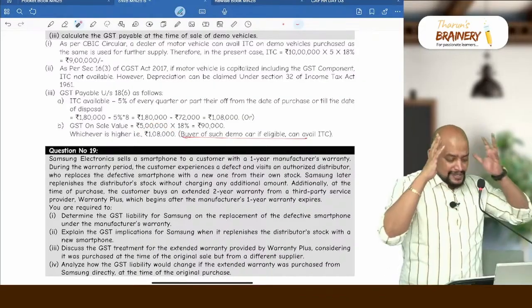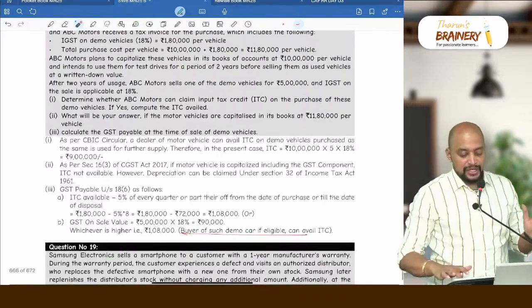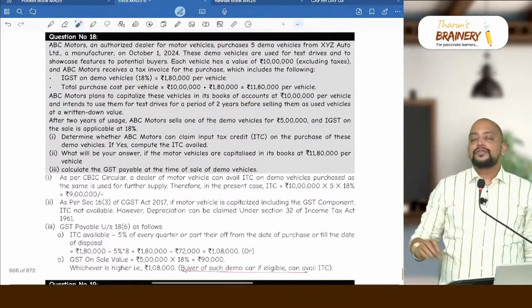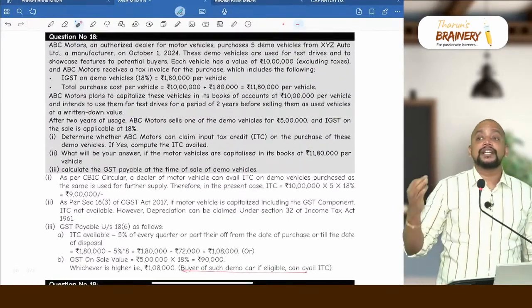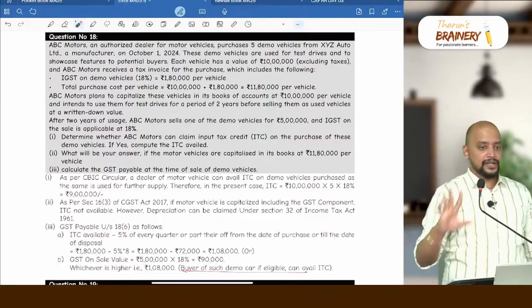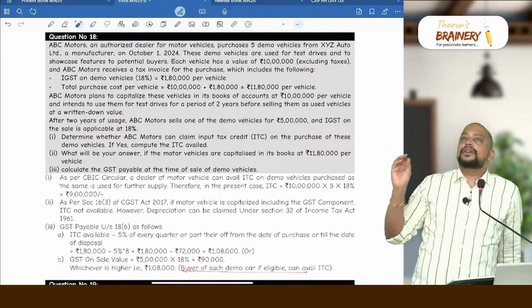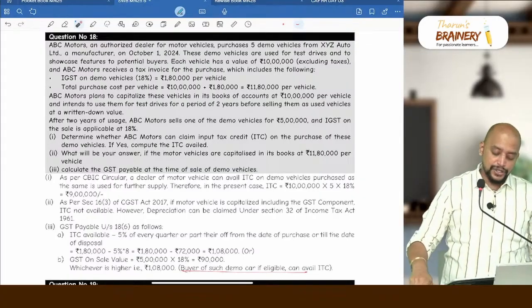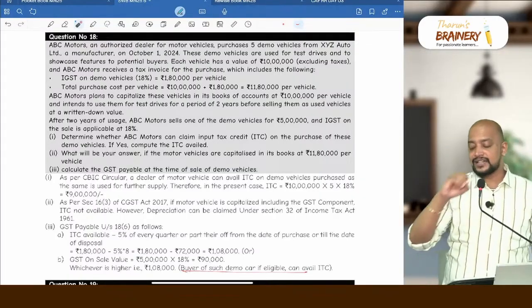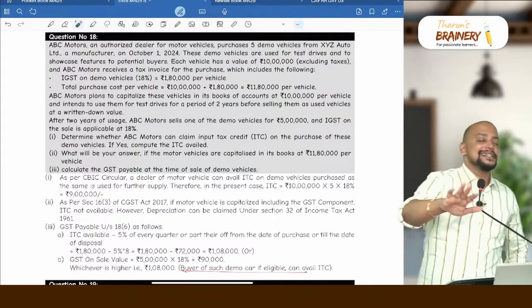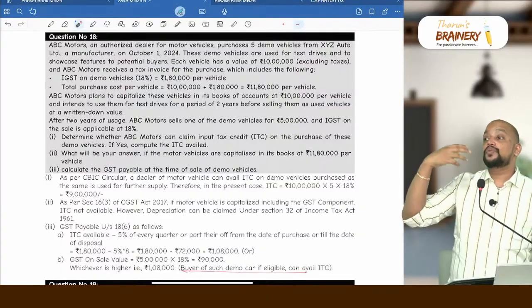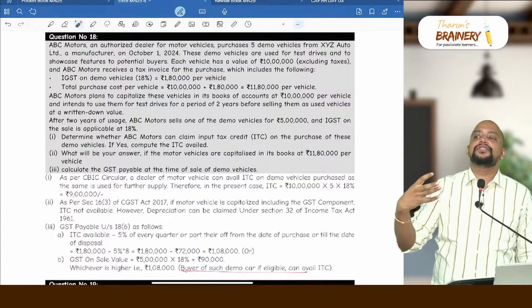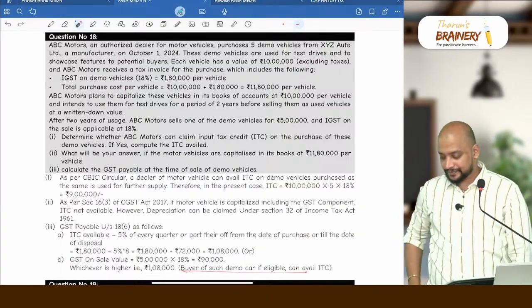Now, in the same question, what if they have computed depreciation on the tax component? Then what is your answer when they are selling this demo vehicle? First, ITC is not available, that's okay. But what will be taken as the value on which GST will be payable?